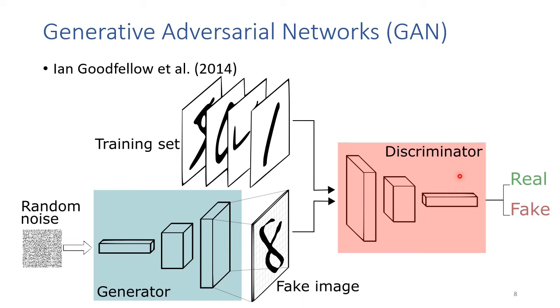So the networks compete with each other until they achieve an equilibrium state, where the discriminator can no longer discriminate between fake images and real images. Then we have a perfect generator that can generate fake data. This is how GAN trains a generative model.